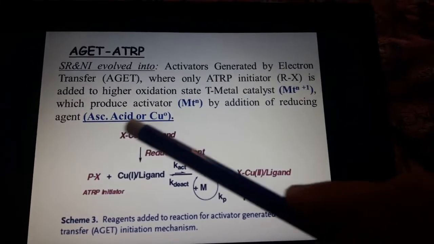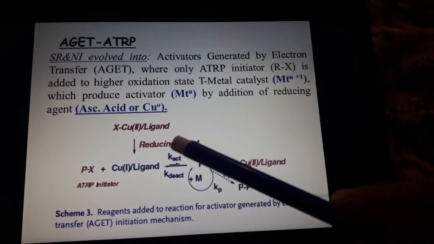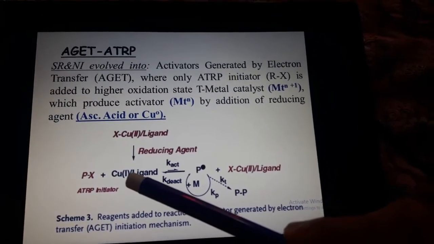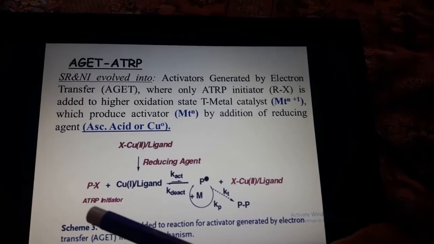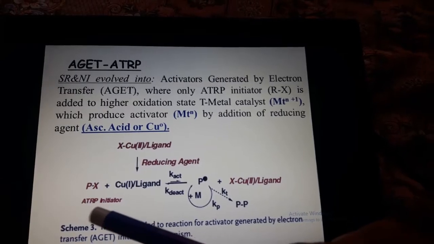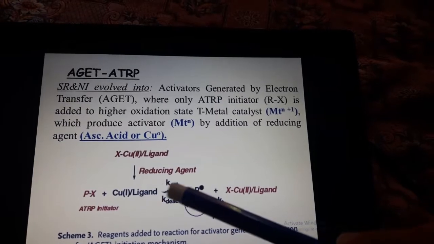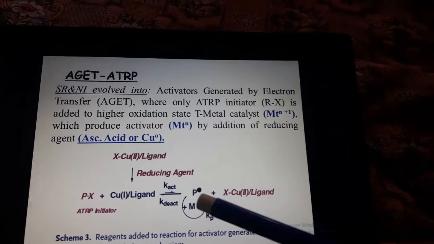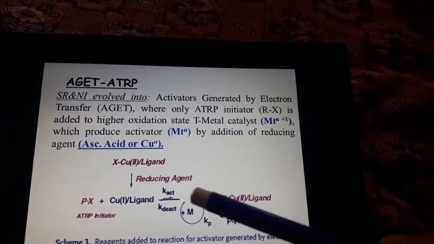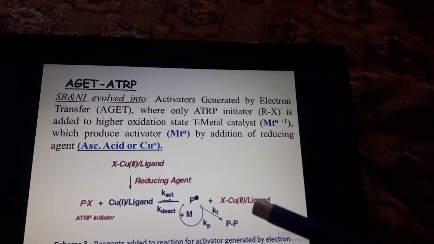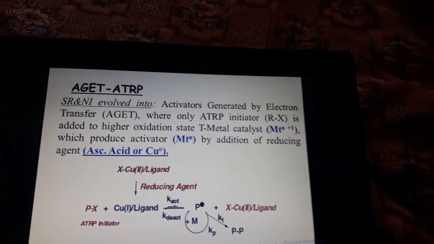This higher oxidation state metal complex is added with this red color reducing agent, and it creates an activator. This activator reacts with the ATRP initiator, alkyl halide, or a dormant monomer chain, polymer chain. So we have this initiation. The free radical is created, this combines with monomer, and we have a growing polymer chain, and the deactivator is generated. This deactivator can again react with the reducing agent.